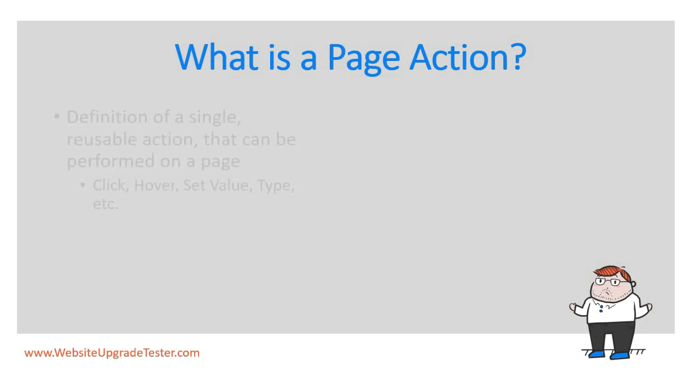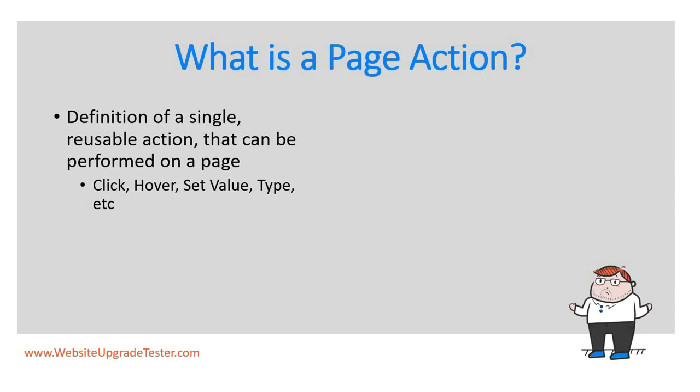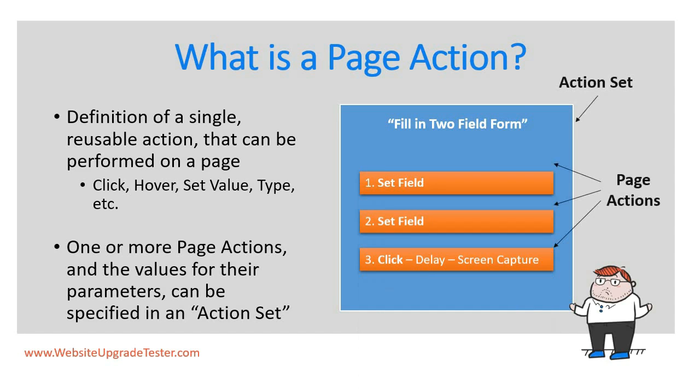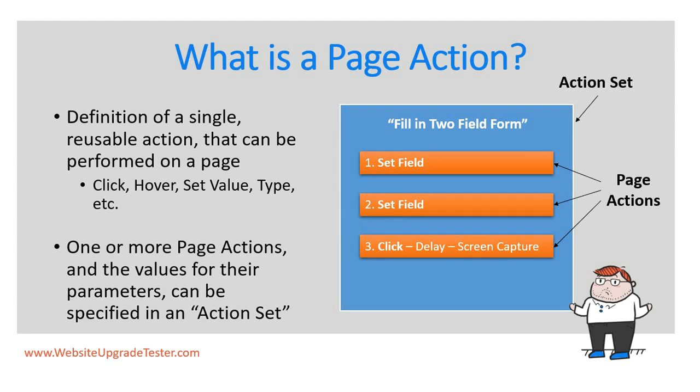A page action is the definition of a single, reusable action that can be performed on a page, such as a click, hover, type, or set field value. Each page action has its own set of parameters that control its action. One or more page actions and the values for their parameters can be specified in an action set.